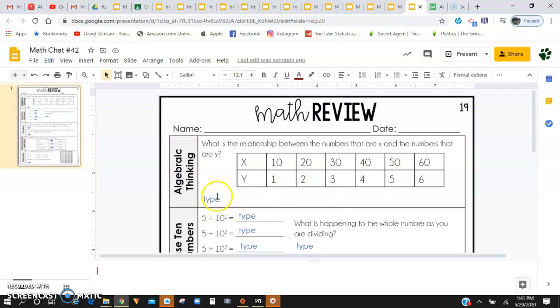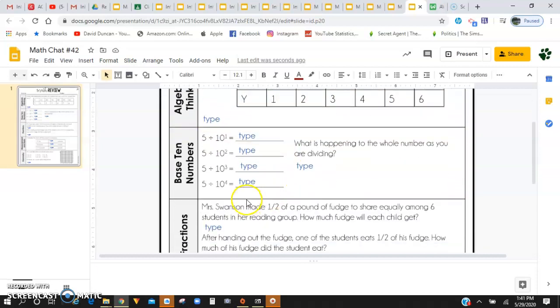Type the relationship below. Base 10 numbers, I am going to do a sample on this one for you because I've noticed we've had some issues. When we are dividing by a base 10 with an exponent, we are moving the decimal to the left. And we're moving it the same number of times the bossy little number is telling us.